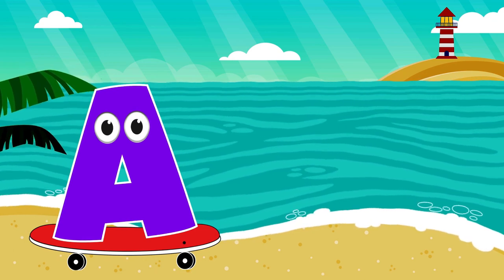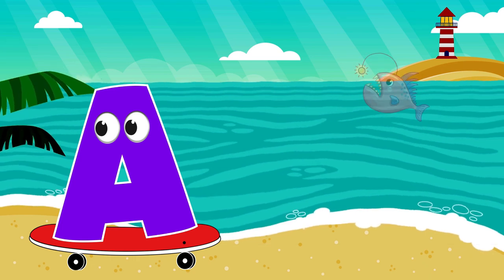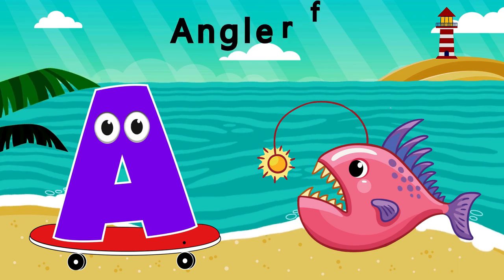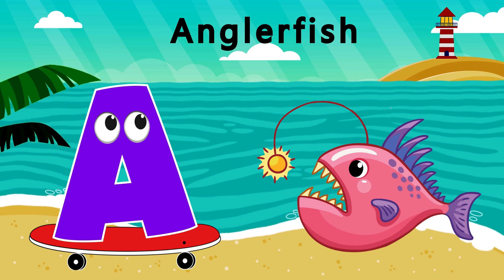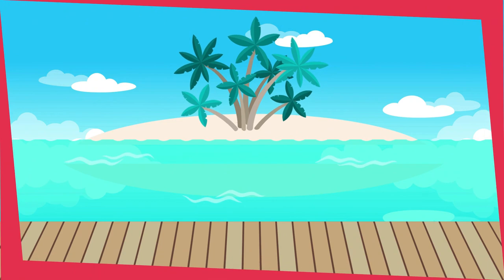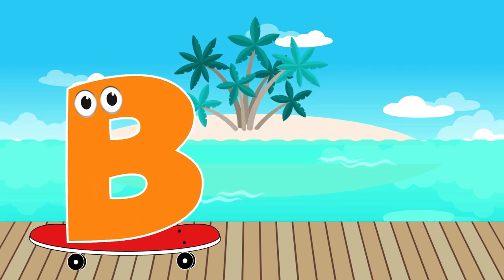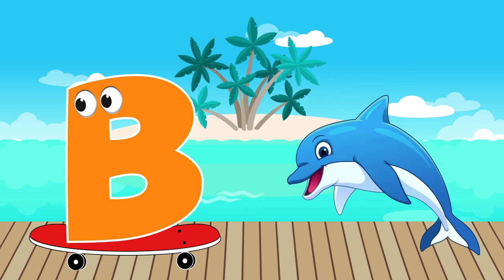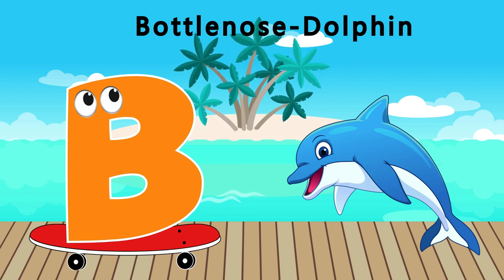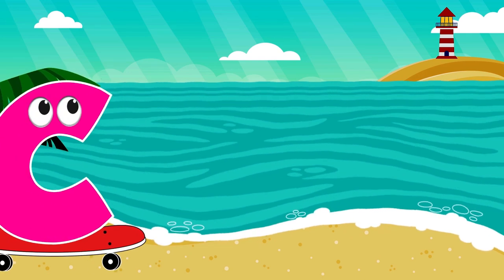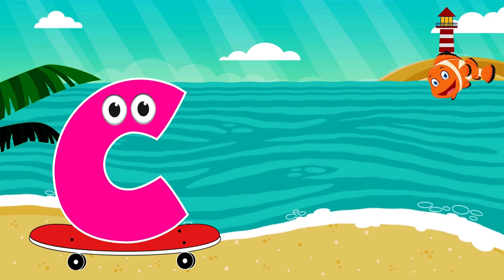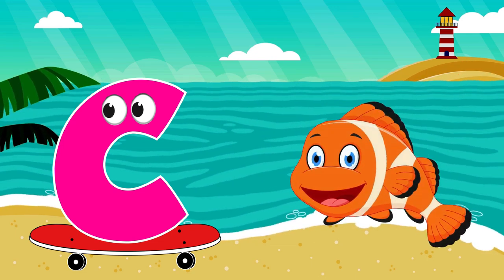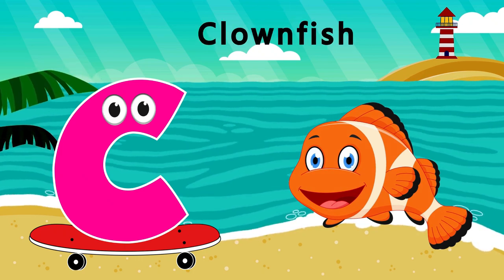A is for anglerfish. Bioluminescent. Deep sea predator. B is for bottlenose dolphin. Intelligent, social, acrobatic. C is for clownfish. Vibrant, symbiotic, Nemo.